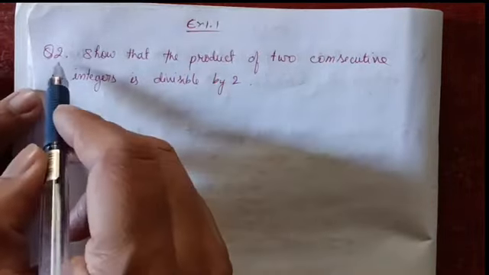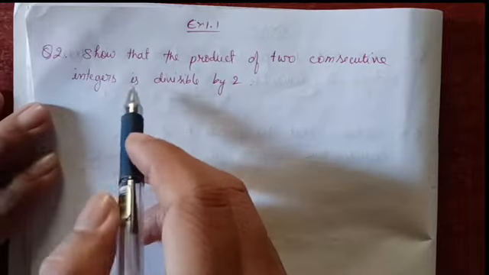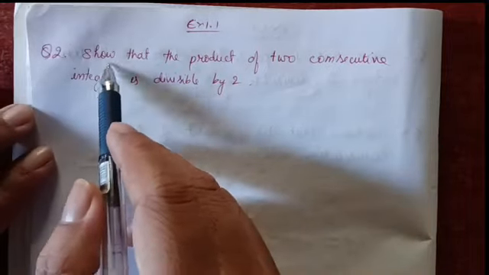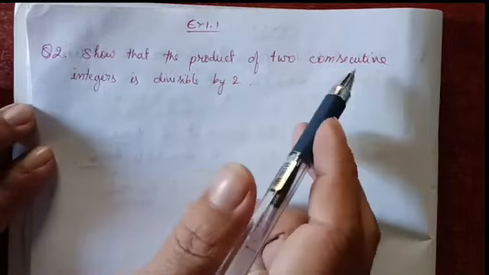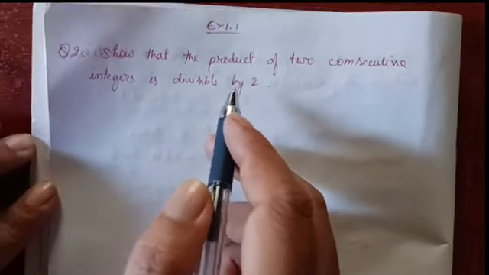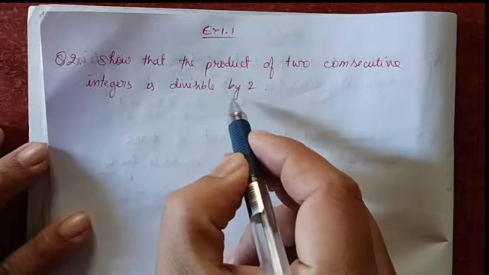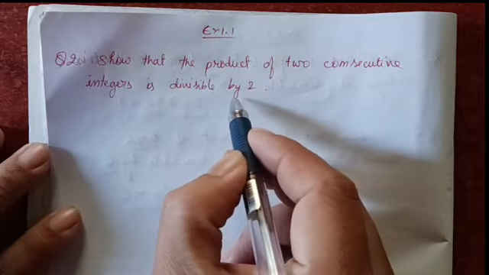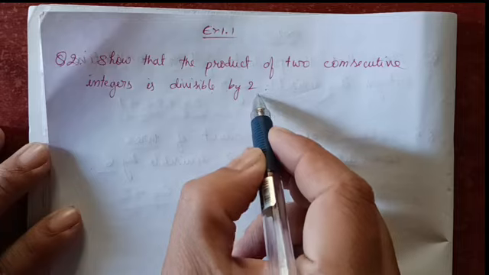Exercise 1.1, let us start from question number 2. In question number 2, let us read. Show that the product of two consecutive integers is divisible by 2. I told you that such type of question, you look at the last number. What is the last number? The last number is 2.